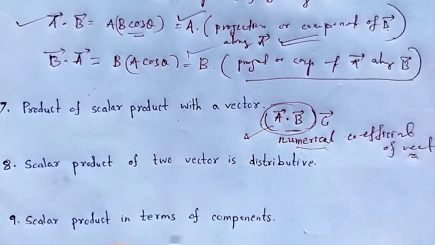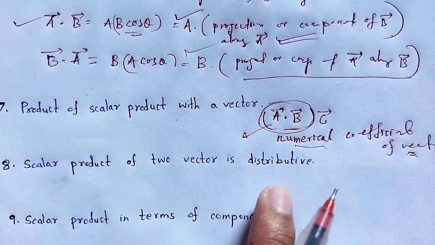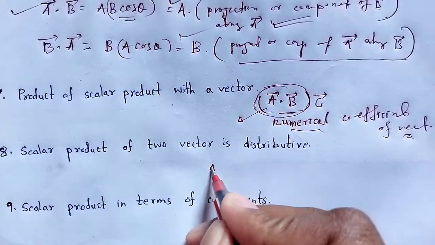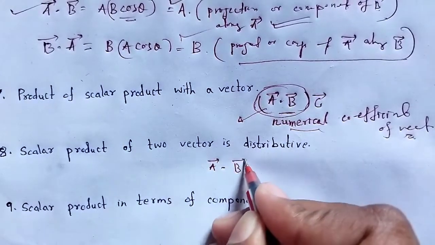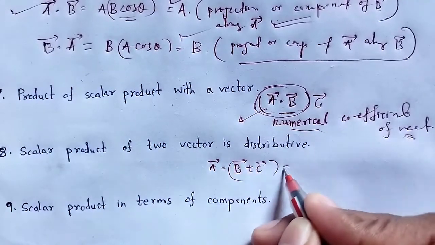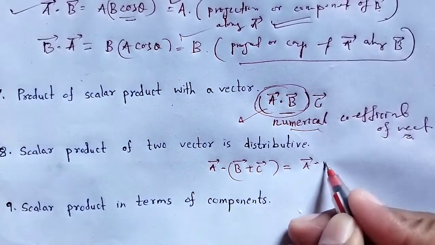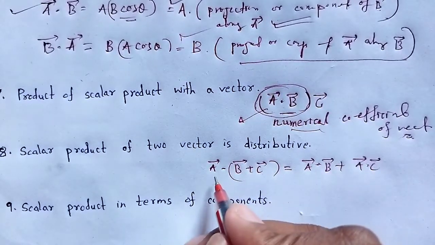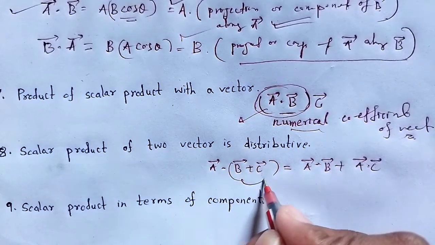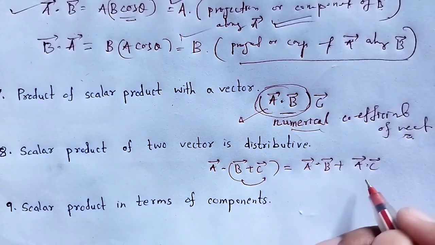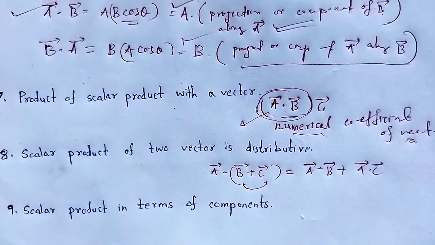Again another property, scalar product of two vectors is distributive, like A dot B plus C is equal to A dot B plus A dot C. That means A vector is distributed in between these two vectors. A dot B plus C is equal to A dot B plus A dot C.